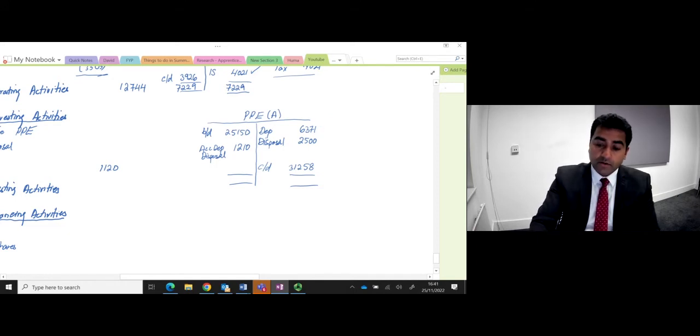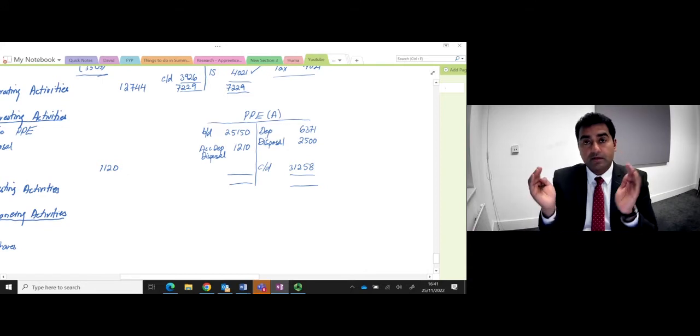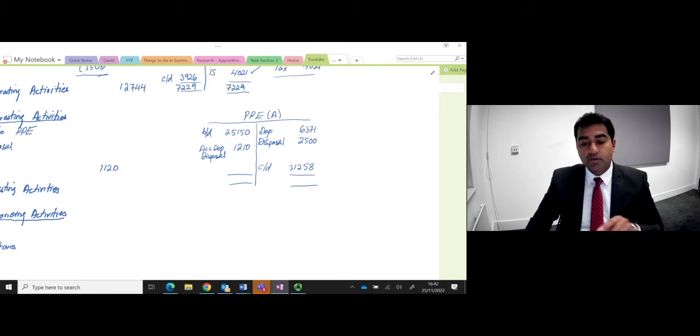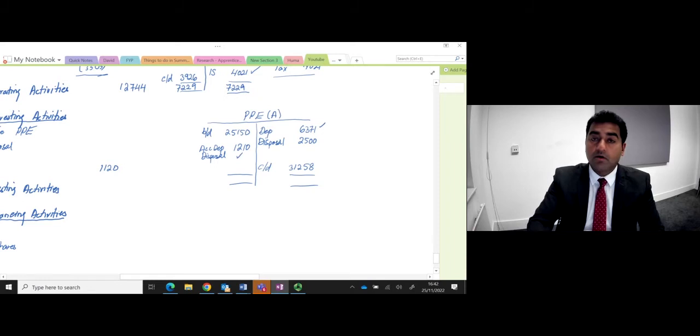So remember, in accounting, we cannot erase, or we cannot write in the T account, we cannot have a figure with the brackets around it. So if we have to remove or subtract, we always put it on the opposite side. So if I want to subtract 1210 from 6371, I need to record it on the opposite side.